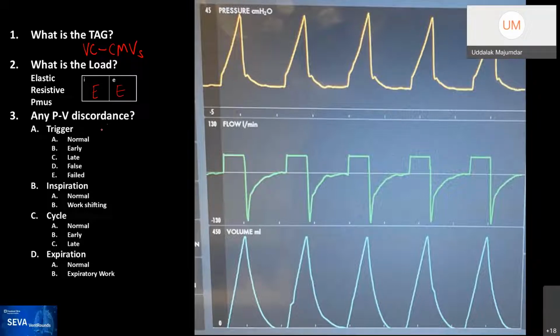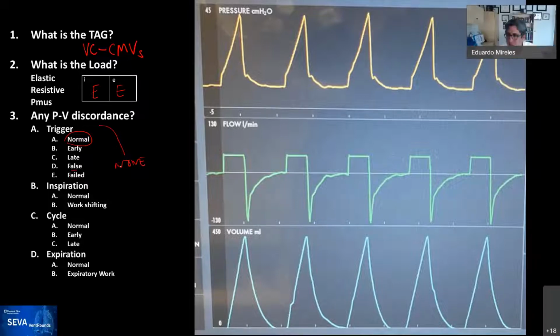Trigger-wise, I think this is normal. I don't see any late, early, failed, or false triggers, and essentially there is no patient activity. I would say there is no PV discordance. I was just thinking about this last night while preparing something: the only PV discordance that can happen without any patient effort or any PMAS would be a false trigger. So if there is no PMAS, the only discordance I'm going to look for is a false trigger, and there is none.